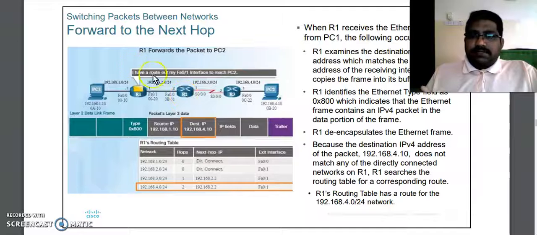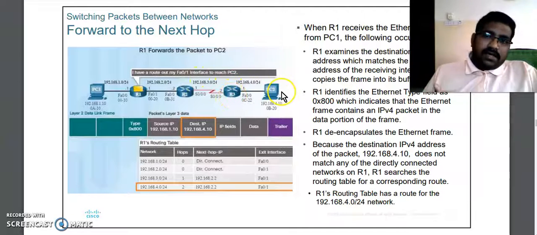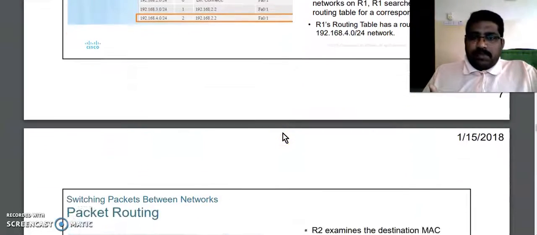Router 2, after receiving that, will check who is the sender and who is the receiver, and then it will check the best path. Then it will forward it to the next hop. The next hop is router 3. Router 3 will forward it to PC2. In this way, the router will work.